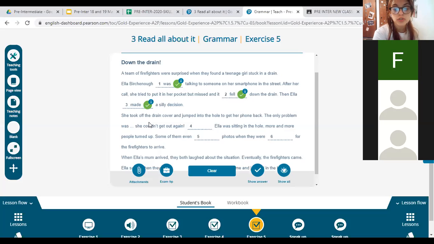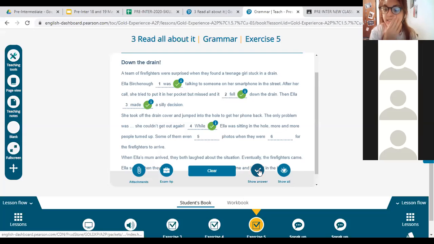More and more people turned up. We need to connect the two actions. What about the rest? Does anyone have any ideas? While. Good. In this case, we need to connect the two actions, and because we have the past continuous, we will use while. So, while Ella was sitting in the hole, more and more people turned up. Very good.